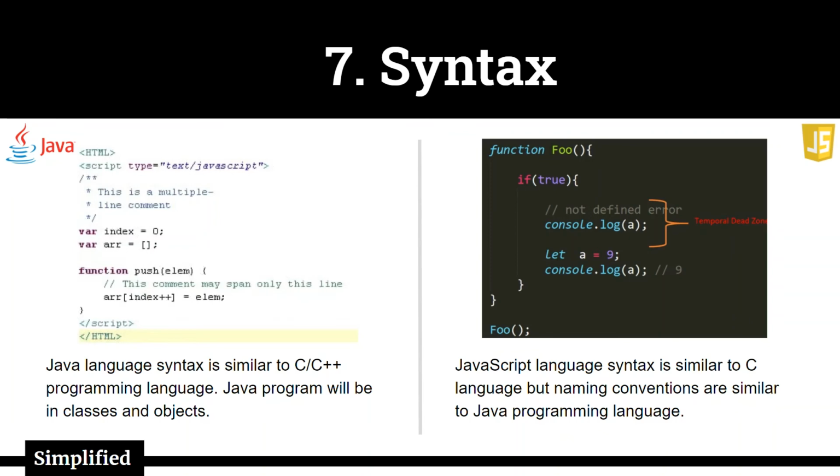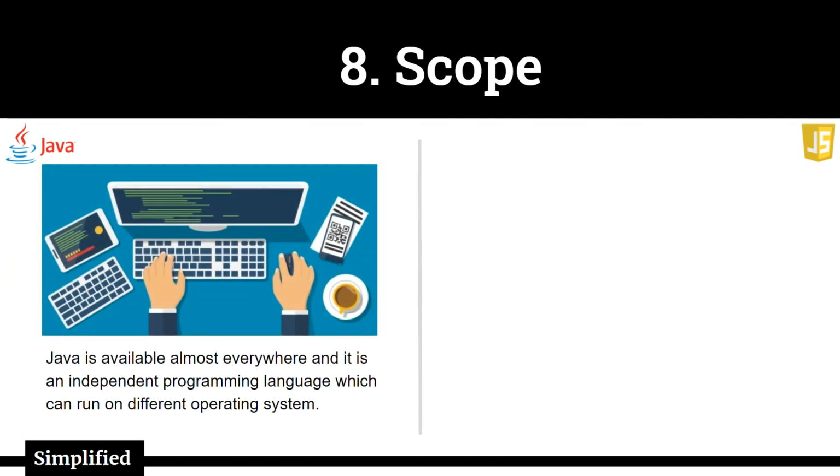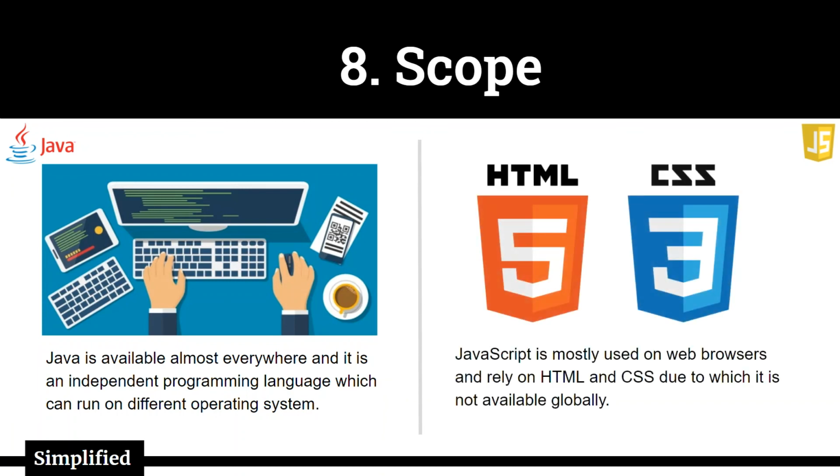Eighth, scope. Java is available almost everywhere, and it is an independent programming language which can run on different operating systems. Java uses block-based scoping, where variables go out of scope once control comes out of a block. Whereas JavaScript is mostly used on web browsers and relies on HTML and CSS, due to which it is not available globally.